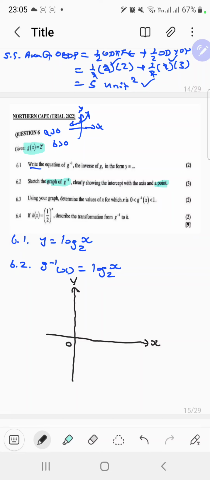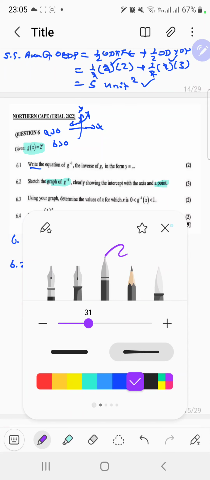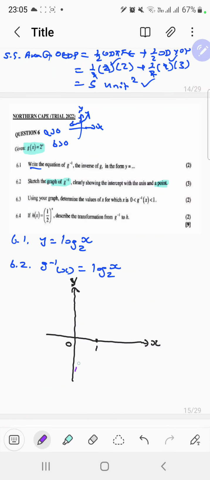Of course, always show the axes: the y-axis, the x-axis, and the origin is very important. But what do I know? I know that x cannot be 0, meaning it will not have a y-intercept. But it does have an x-intercept. Yes, the x-intercept is at 1. So this is how the graph will look.